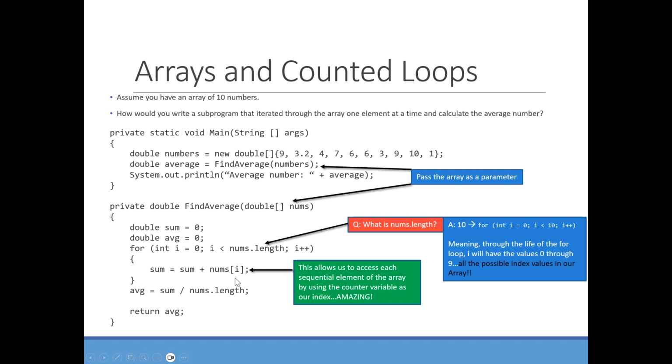Anytime you need to loop through an entire array, or even a string, because remember strings work the same way, it's always going to be from 0 up to, so less than, the thing that you're iterating through dot length. And that's going to give you every single element one at a time and allow you to analyze that.